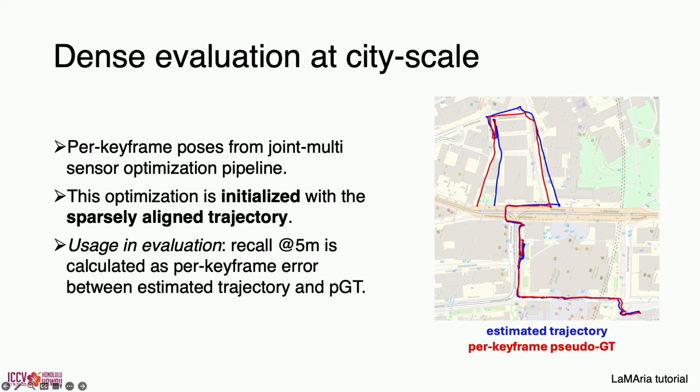So we have the MPS trajectory, we align it to its observed control points, and that serves as the initialization for this optimization. And how we use this in the evaluation is that we have a recall score at 5 meters, and this can obviously be more at different levels. But we select a recall score for 5 meters and we calculate this per keyframe error between the estimated trajectory and the pseudo ground truth.